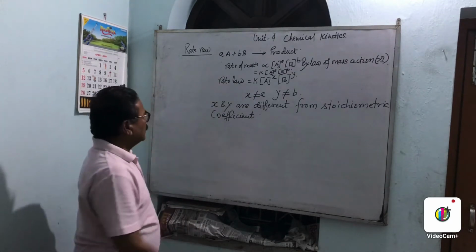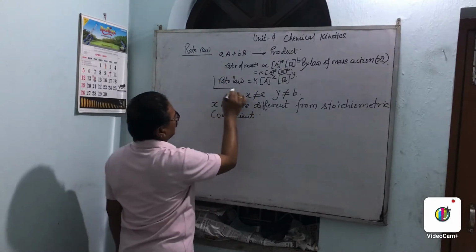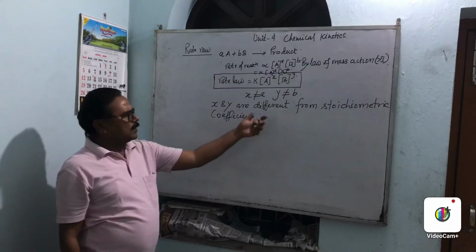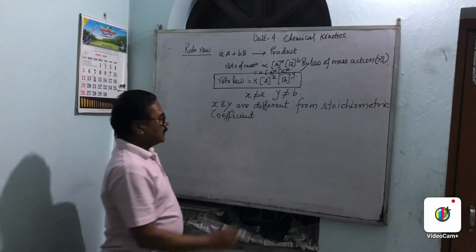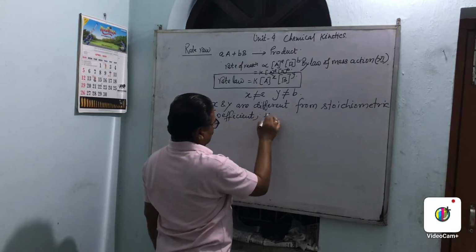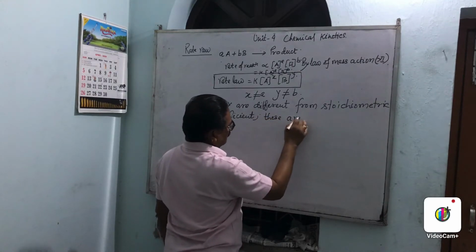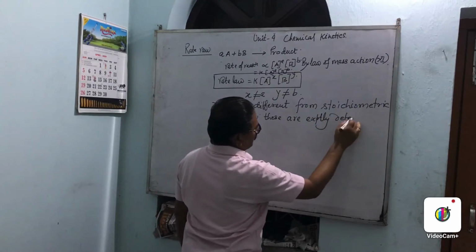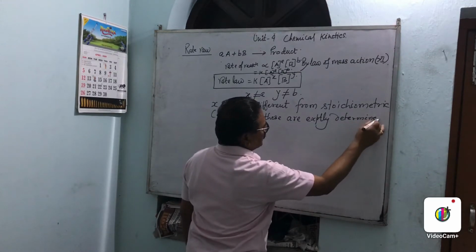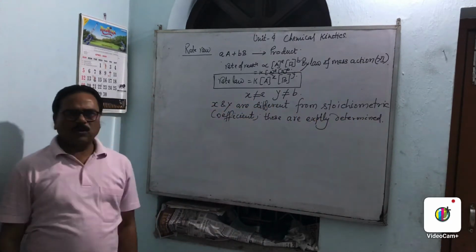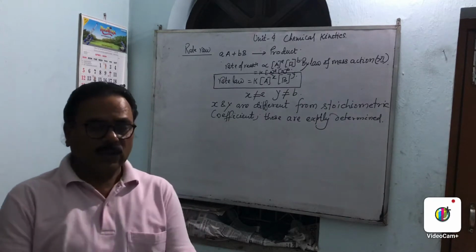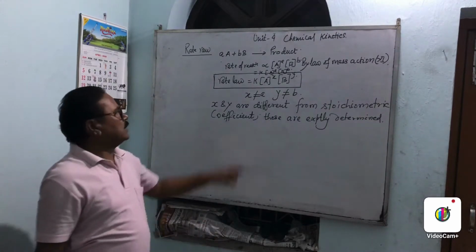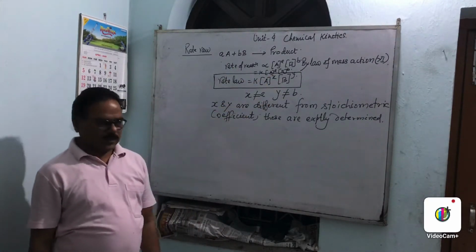This is the expression for the rate law. What are x and y here? These are different from the stoichiometric quantities, and these are experimentally determined. So this cannot be imagined, cannot be guessed, and cannot be written on the basis of the balanced chemical reaction. If we write it that way, then it will be the rate by the law of mass action.